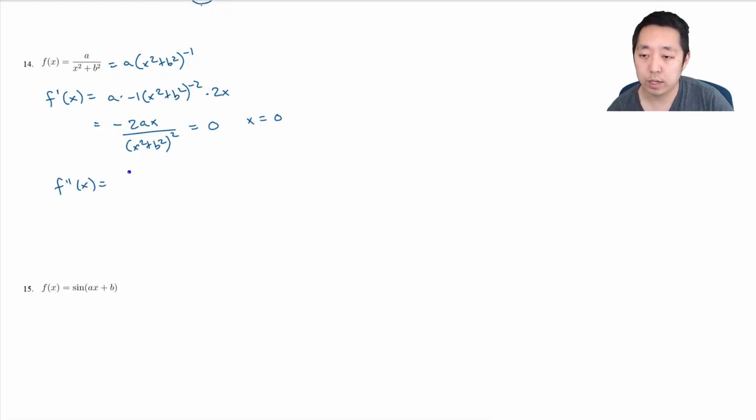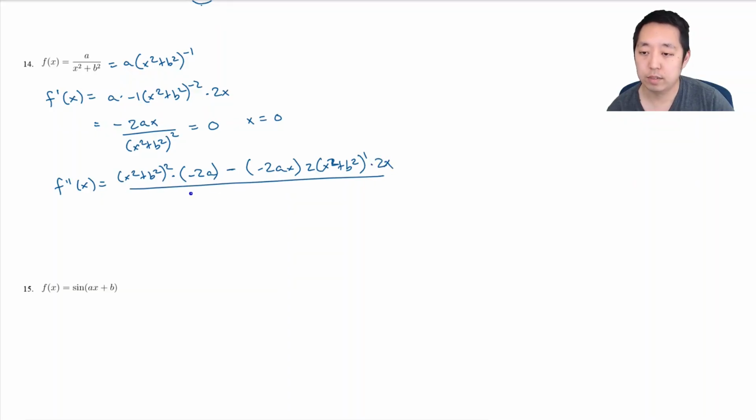So I'm going to do the bottom, which is (x squared plus b squared) squared, times the derivative of the top, which is negative 2a, minus the top, which is negative 2ax, times the derivative of the bottom, which is 2 times (x squared plus b squared) to the first power by power rule, and then times 2x, and then divided by the bottom squared.